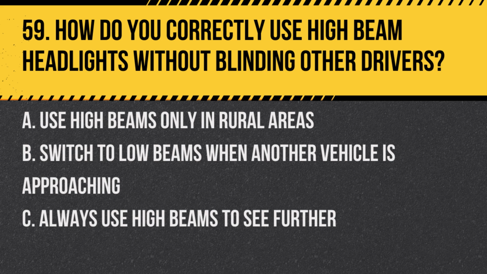Question 59. How do you correctly use high beam headlights without blinding other drivers? A. Use high beams only in rural areas. B. Switch to low beams when another vehicle is approaching. C. Always use high beams to see further. Answer B. Switch to low beams when another vehicle is approaching. Use high beams for better visibility when no other vehicles are around, but switch to low beams to avoid blinding oncoming traffic.